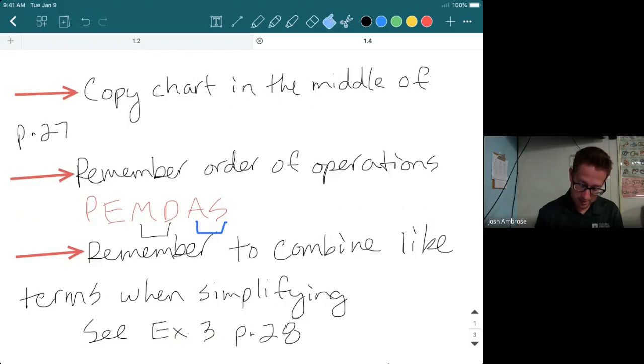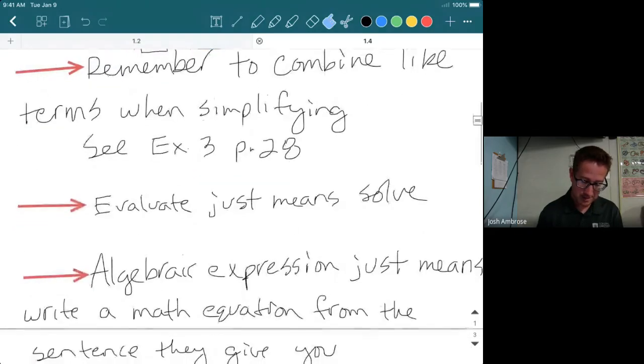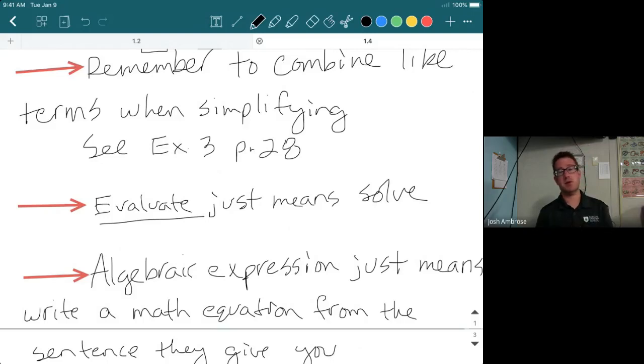Okay, all right, so take a look at example 3 on page 28 to get a great look at what I'm talking about here as far as combining like terms. And then that word evaluate, okay? Just a fancy word that means solve. So if you ever see that word evaluate, don't worry, it just means solve. So proceed as normal, solve the problem, okay?